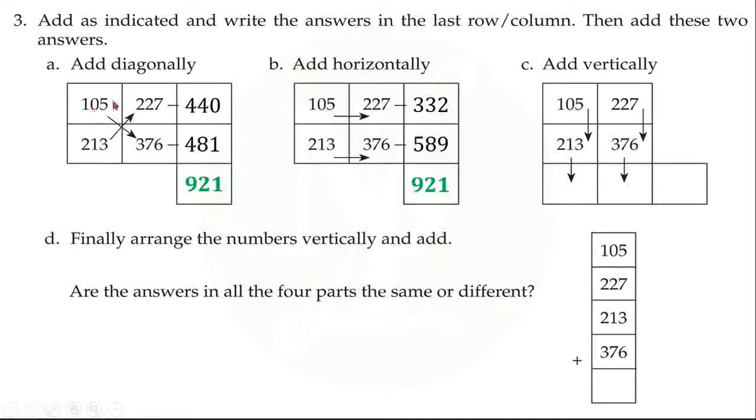ಸೊ ನಾವು ಇದೇ 4 ನಂಬರ್ಗಳನ್ನು ಬೇರೆ ಬೇರೆ ರೀತಿ ಆ್ಯಡ್ ಮಾಡ್ತಾ ಇದ್ದೀವಿ. ಇಲ್ಲಿ ನಾವು ಡಯಾಗನಲಿ ಆ್ಯಡ್ ಮಾಡಿದ್ವಿ, ಇಲ್ಲಿ ಹಾರಿಜಾಂಟಲಿ ಆ್ಯಡ್ ಮಾಡಿದ್ದೀವಿ. ಇನ್ ಕೇಸ್ ಆಫ್ 3 ವಿ ಶುಡ್ ಆ್ಯಡ್ ವರ್ಟಿಕಲಿ, ಇಲ್ಲಿ ವರ್ಟಿಕಲಿ ಆ್ಯಡ್ ಮಾಡಬೇಕು. ಅದಾದ ನಂತರ ಆ 4 ನಂಬರ್ಗಳನ್ನೇ ಒಂದರ ಕೆಳಗೊಂದು ಬರೆದುಕೊಂಡು ಆ್ಯಡ್ ಮಾಡಬೇಕು. ಇದೆಲ್ಲ ಆ್ಯಡ್ ಮಾಡಿದ ಮೇಲೆ ಫೈನಲ್ ವಿ ಹ್ಯಾವ್ ಒನ್ ಮೋರ್ ಕಂಪ್ಯಾರಿಸನ್, ಅದನ್ನು ಆಮೇಲೆ ಮಾಡೋಣ.